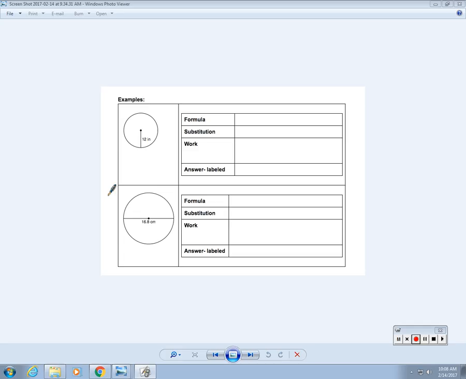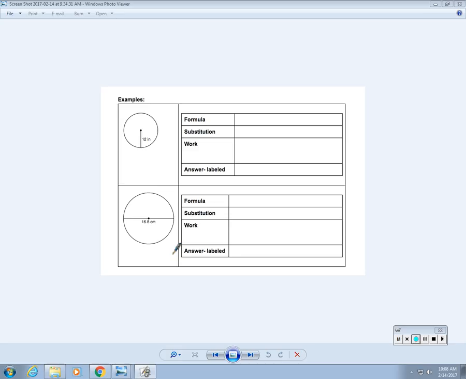Number 2. What formula do we need to use? Avery? Okay. Circumference equals pi times d. And why do we need to use that formula? Because we're working with diameter. Right, here we have the diameter, and d equals 16.8.